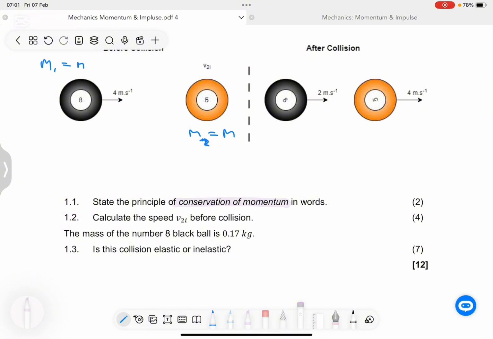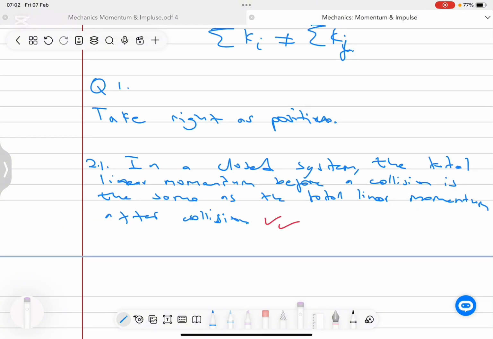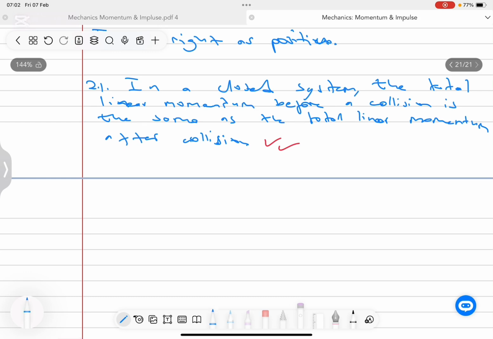That says to us, calculate the speed V2 initial, this one here, before collision. So we want to know what was the speed of the orange 5 ball before collision. And speed would mean that we only want the magnitude of the velocity, not the direction. However, in our equations, we will put direction, but the final answer will be reported without direction.